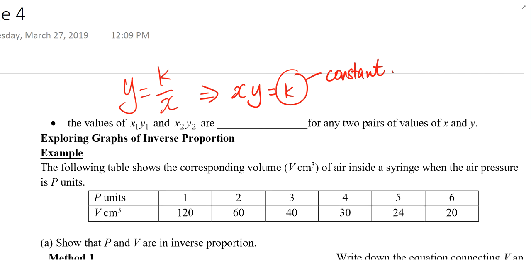So what this means is that when I have x1 multiplied by y1, I will get a value. When I take x2 multiplied by y2, I will get another value. If these two values are the same, then x and y are inversely proportional.